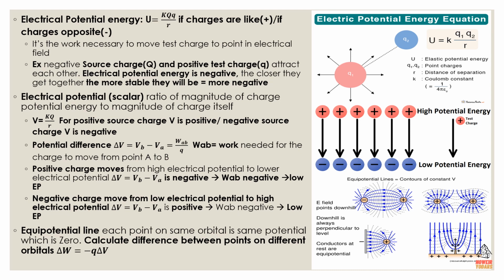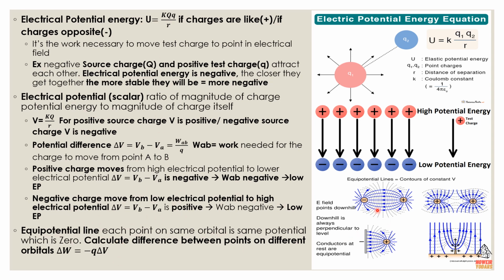Then you've got the negative charge. It moves from low electrical potential to a high electrical potential. You need to put in energy for it to move from low to high. WAB is positive, and I think this is a mistake. It's supposed to be WAB is positive, and there is high electrical potential. So pardon me for that.